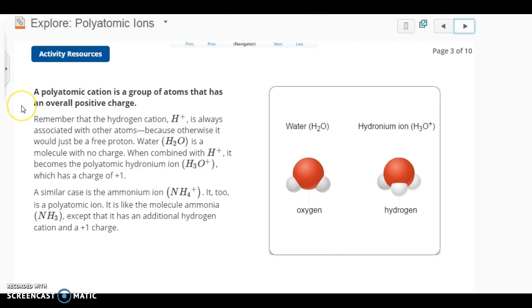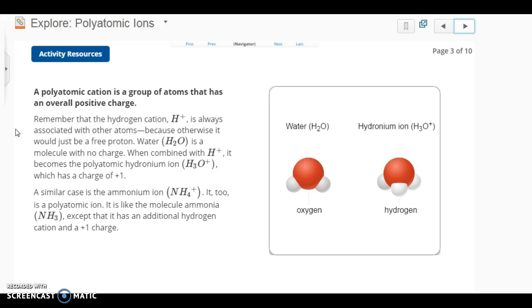A polyatomic cation is a group of atoms that has an overall positive charge. Remember that the hydrogen cation H+ is always associated with other atoms because otherwise it would just be a free proton. Water, H2O, is a molecule with no charge, so it's neutral. When combined with H+, it becomes the polyatomic hydronium ion H3O+, so it has a +1 charge. A similar case is the ammonium ion, which is NH4+.